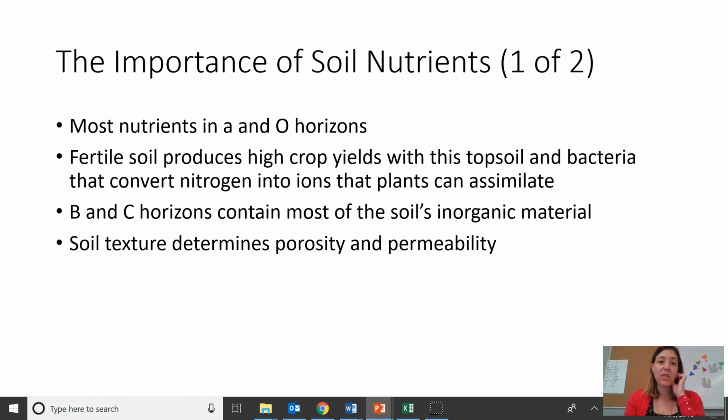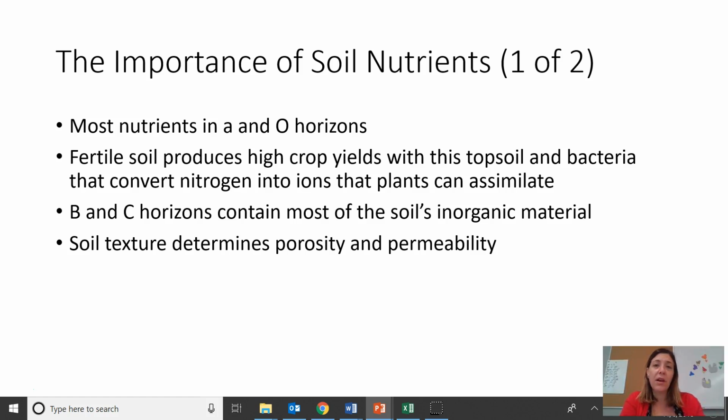Okay, so the importance of soil nutrients. Most plant roots and organic matter are found in the upper 2 layers of soil. So in the O horizon, which remember is the leaf litter, and in the A horizon, which is what we call topsoil. In these 2 layers, there's a lot of bacteria and fungi and worms and insects, and a lot of these are decomposers. There's also larger organisms like snails and reptiles and amphibians.